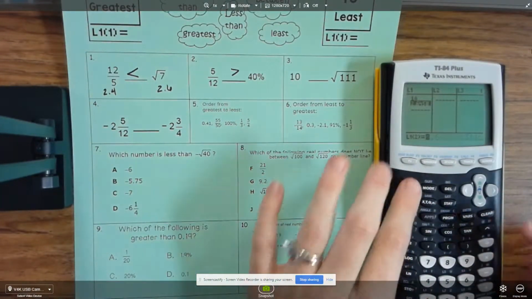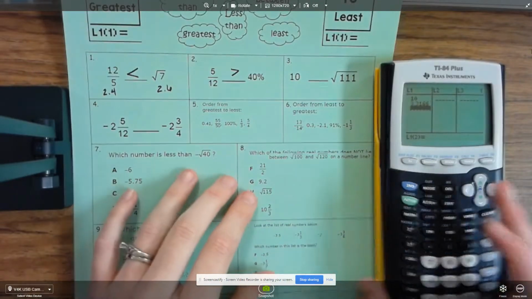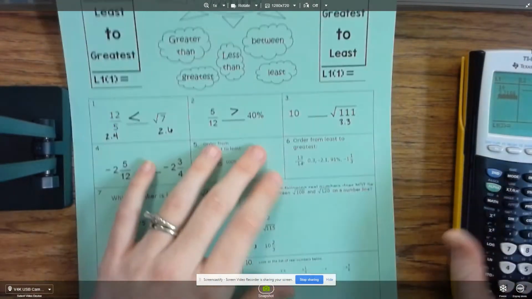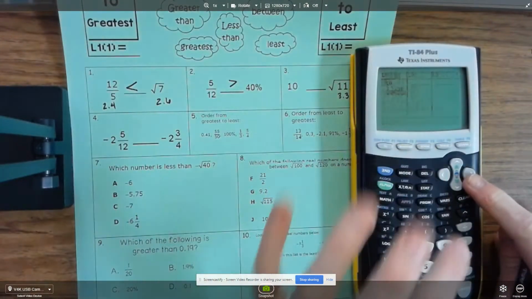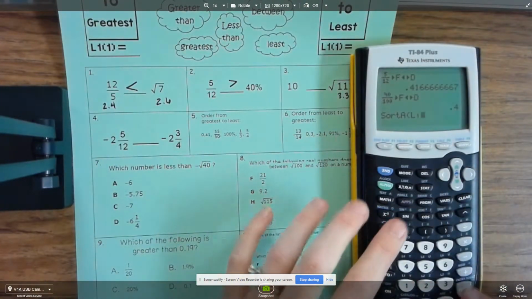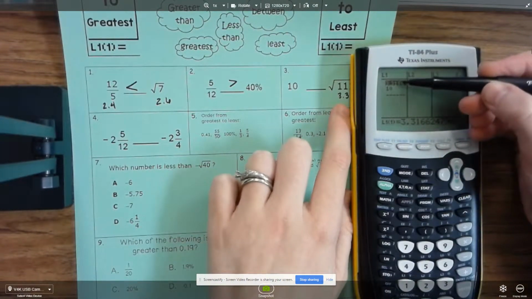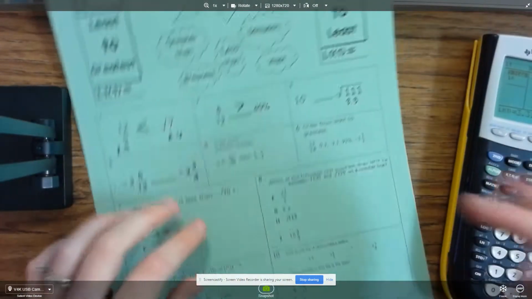So we've got 10 and the square root of 11. It changes that one to 3.3. And so again, stat, sort ascending. It puts the 3.3 on top, which means that one is the smaller.